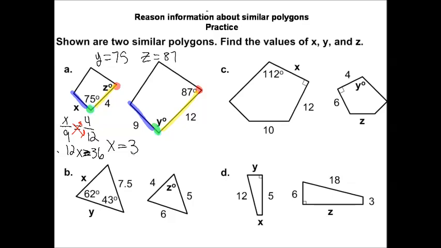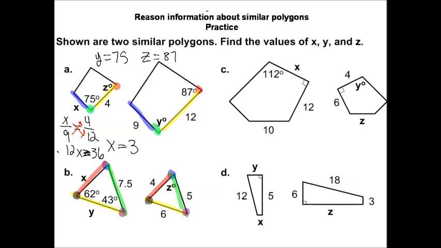Okay. B, they look to be in the same orientation. So, wrong pen. This angle goes with that angle. This side goes with that side. This side goes with this side. That side goes with that side. This angle with this angle, and that angle with that angle.